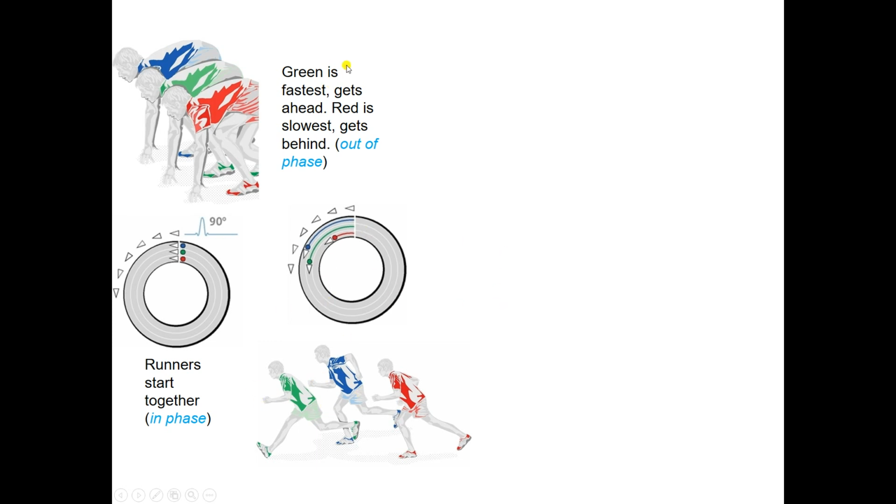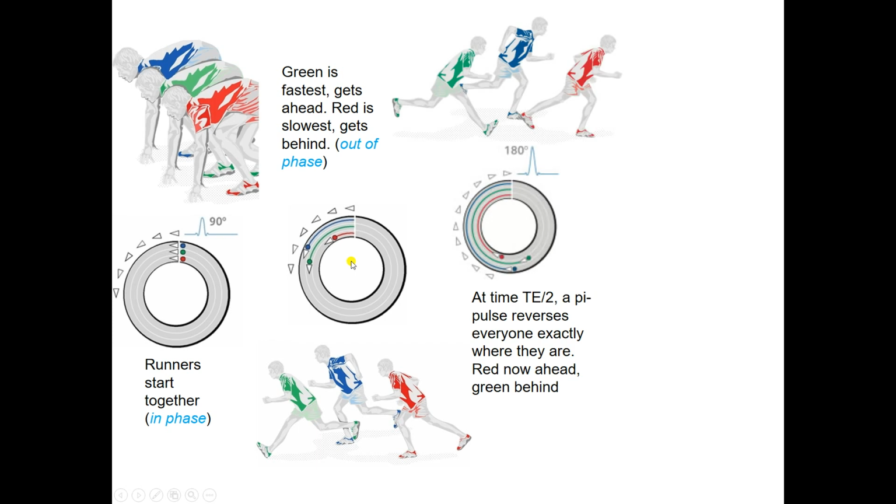Now, just like 3 runners on a track, you don't run at the same speed, right? So let's say that green is the fastest. So green gets out ahead. Red is the slowest. Red gets furthest behind. So I'm showing runners green, blue, and red. And where is their position on the track? Green ahead, red behind, blue in the middle. Here they were in phase. Here they're getting out of phase. This is the analogy of the spins getting out of phase due to the T2 star dephasing.